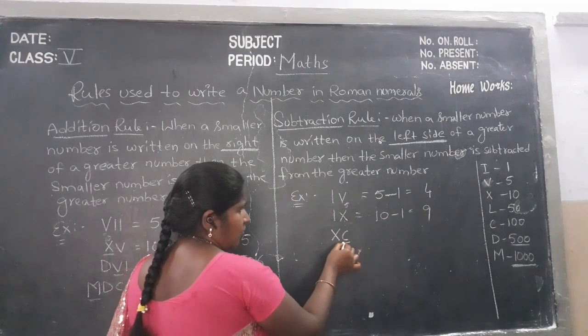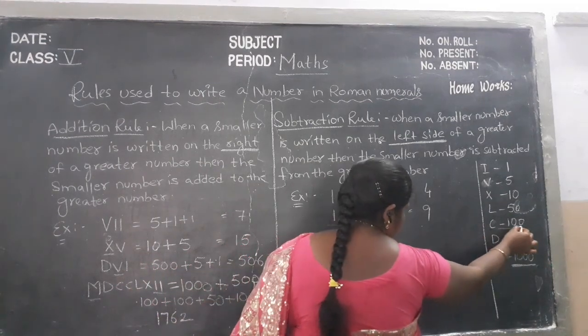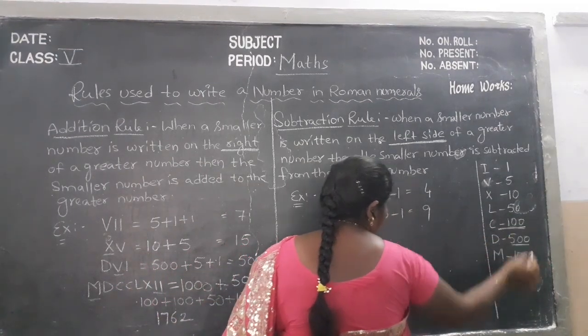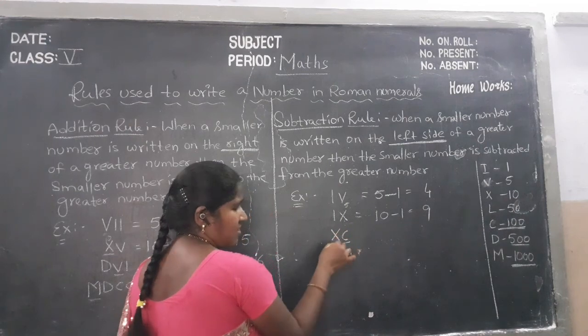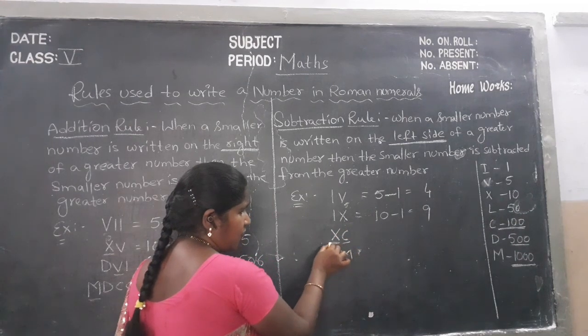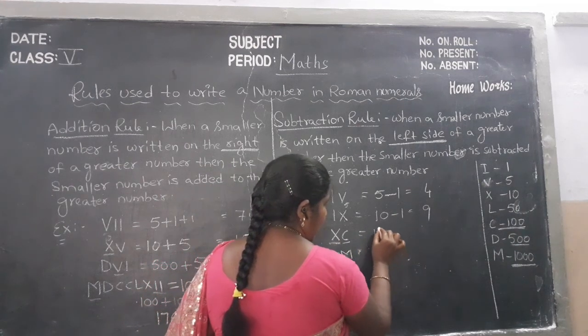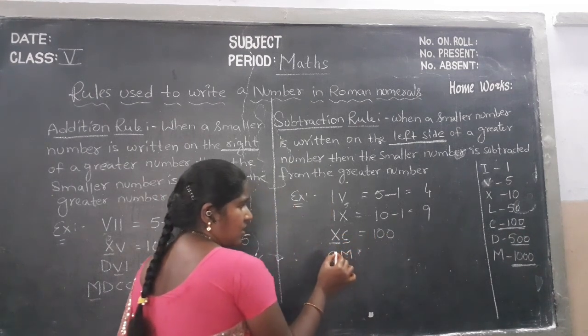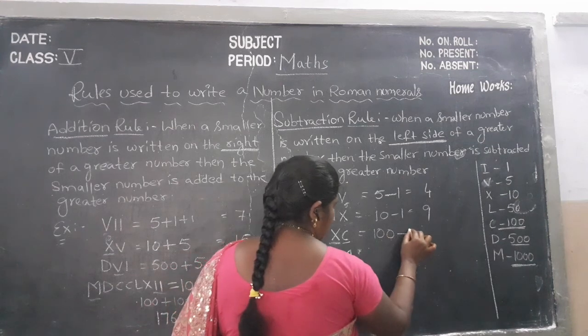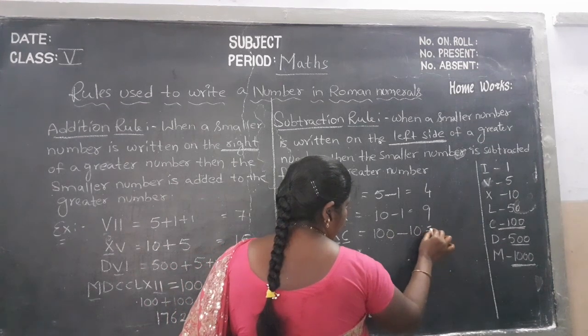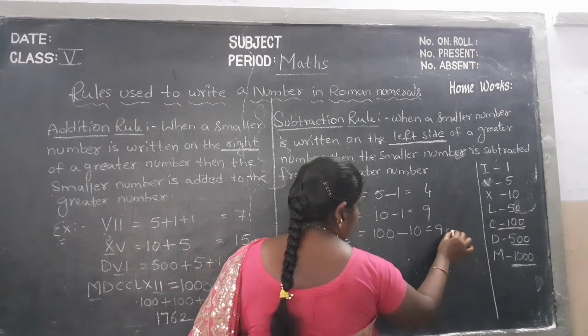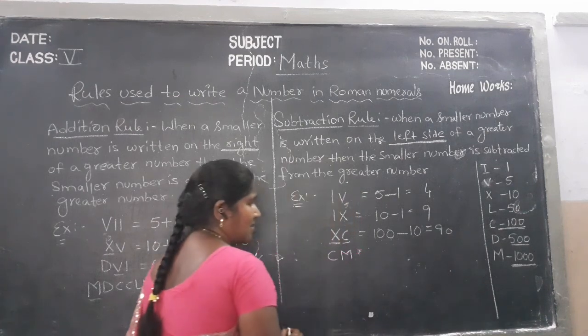Next, C. What is the C of in Roman numeral, children? In Arabic it is also 100. So we have the smaller number, 10, on the left side of the 100. X means 10 only, so C means 100. We have it on the left side, that's why I am subtracting here, minus 10. So 100 minus 10 means 90.